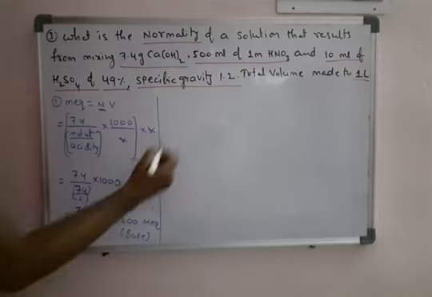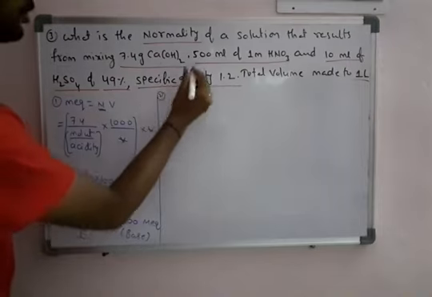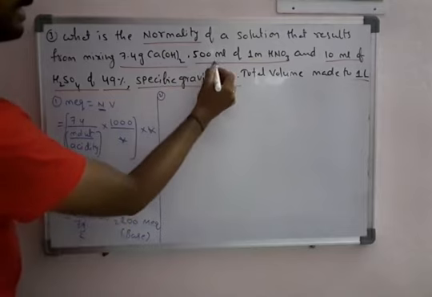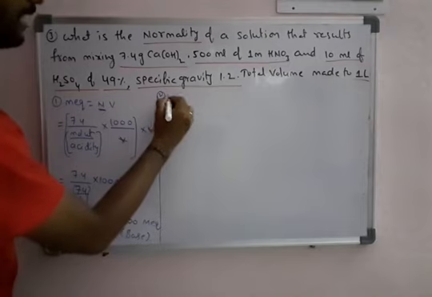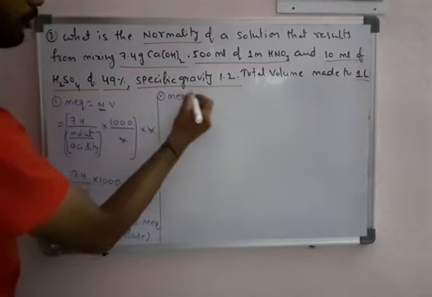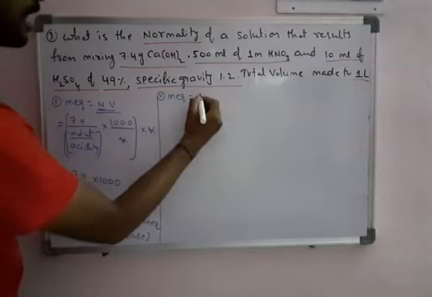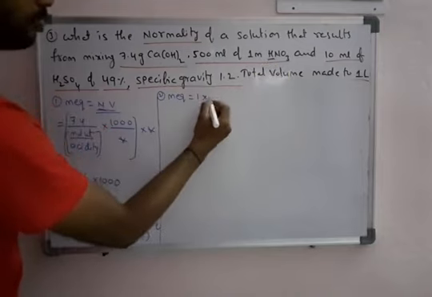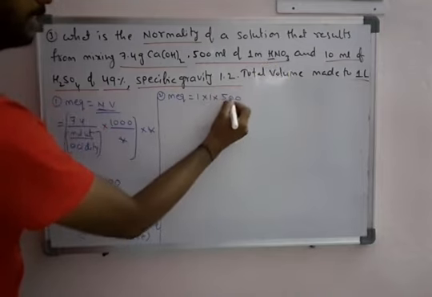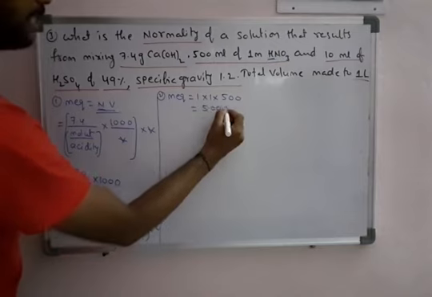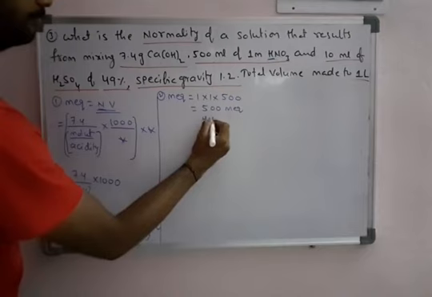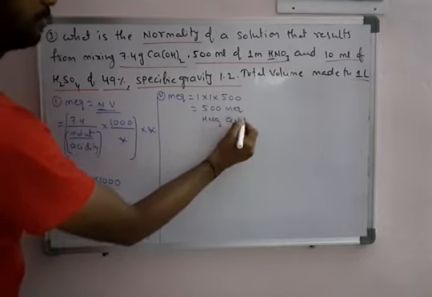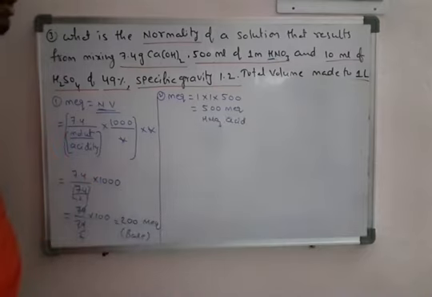So see about the second solution. The second solution is 500 milliliter 1M HNO3. So it is an acidic solution. So what are the milli equivalents of that acid? Normality into its volume. So what is the normality? 1 molarity is given. What is the N factor for HNO3? 1. That is 500 milli equivalents of HNO3, and that is for acid. Let's see the third solution.